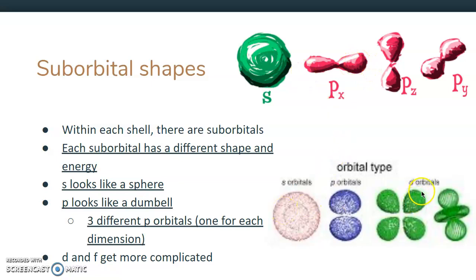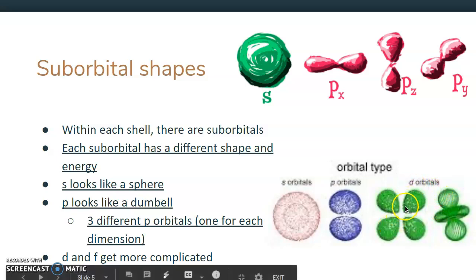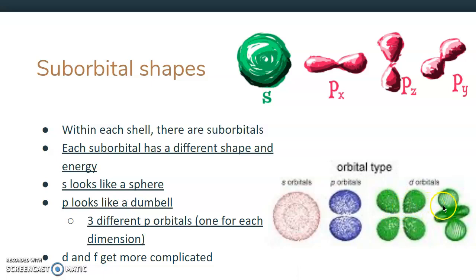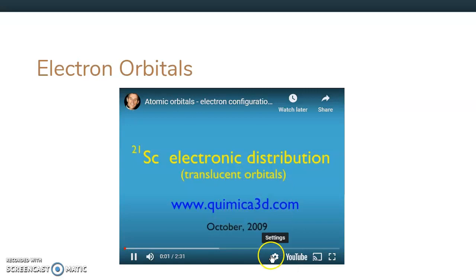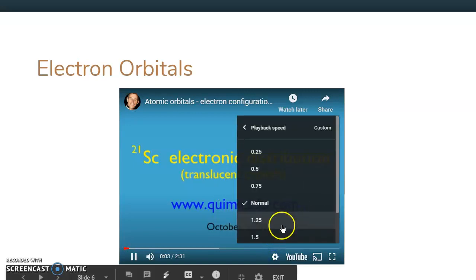And then we also have d orbitals and f orbitals. So d orbitals get a little bit more confusing, where they will take up 4 different parts of one quadrant. So for example, here would be our z-axis and our x-axis with bubbles in each of our 4 quadrants for that dimension.